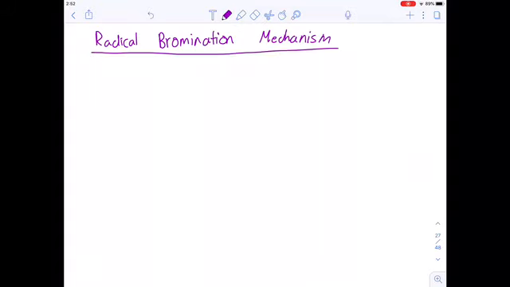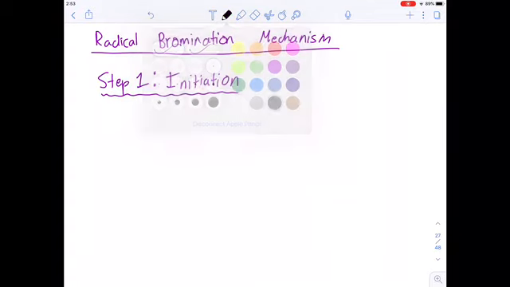So radical bromination mechanism. The first step, step 1, is referred to as the initiation step. And this is where you get the formation of your radical Br.